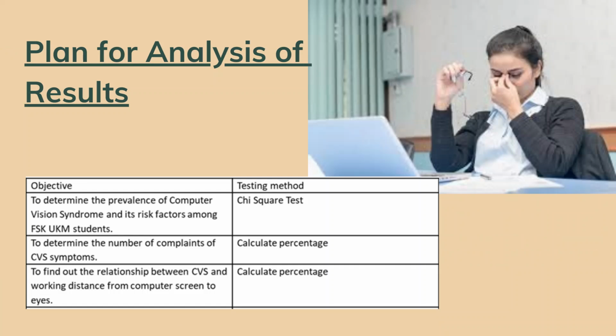For the plan for analysis of result, we are using the chi-square test to determine the prevalence of computer vision syndrome and its risk factors among FSK UKM students. We will calculate the percentage to determine the number of complaints of CVS symptoms and to find out the relationship between CVS and working distance from computer screen to eyes.